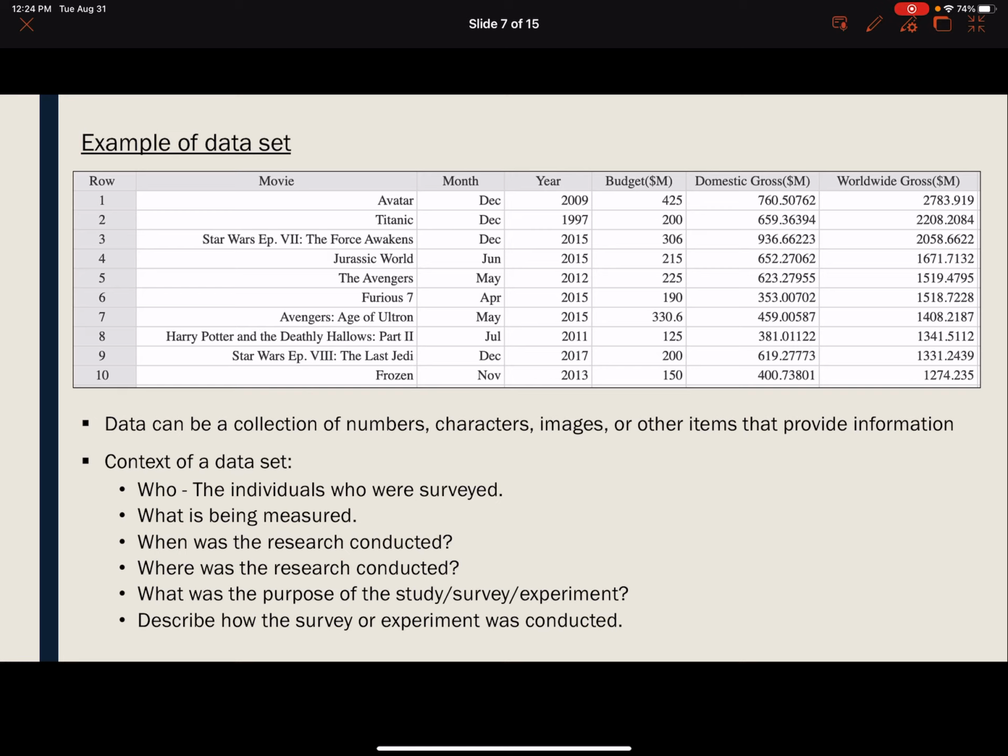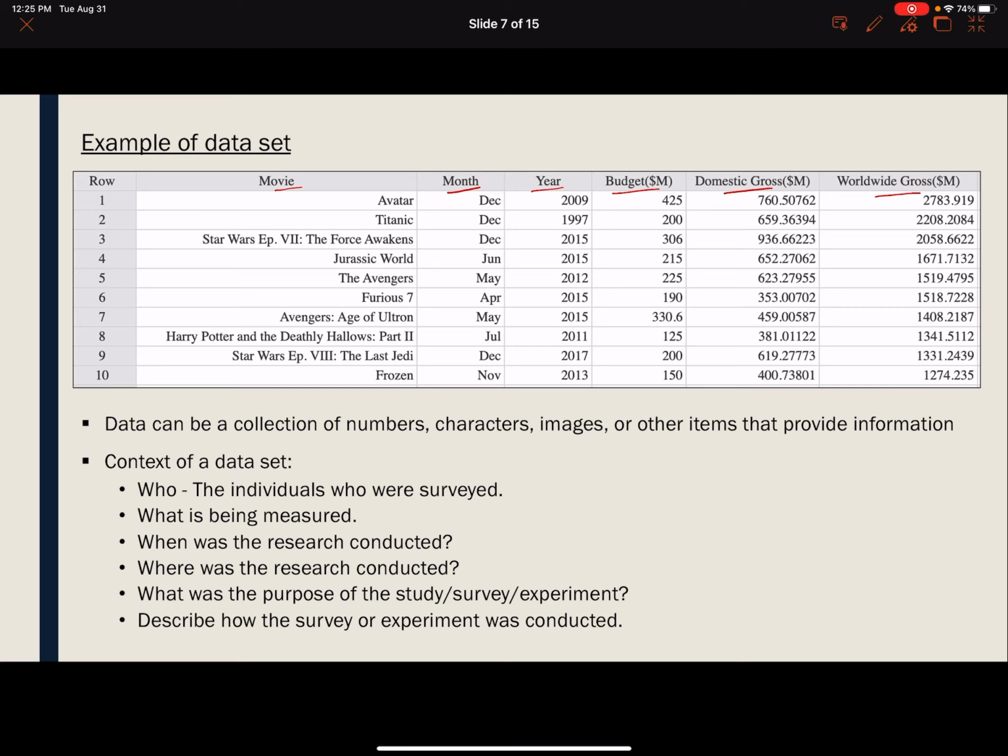When it asks what is being measured, that's asking about the variables. And when I'm seeing a data set like this, I can tell the variables by looking at the column headings. So I have movie as a variable, month, year it was released, budget, domestic gross, and worldwide gross in millions of dollars. So I have 6 variables shown in this data set.